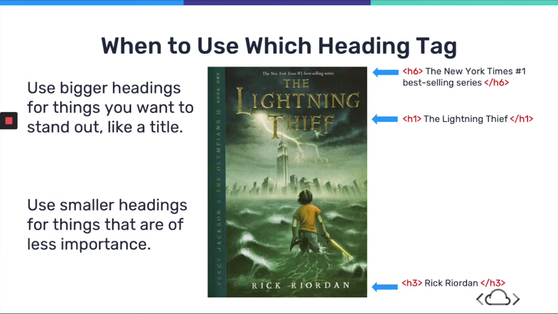You're probably wondering when you'll be using a heading tag. If we take an example of a book, here we have the book The Lightning Thief. You'll see the first and topmost line there says the New York Times #1 best-selling series. This you could consider an H6 tag because it's the smallest thing there, versus the title of the book, The Lightning Thief, could be considered the H1, the bigger tag.